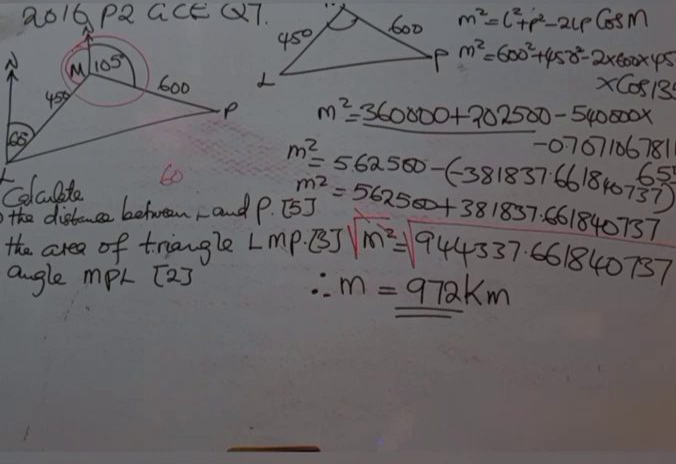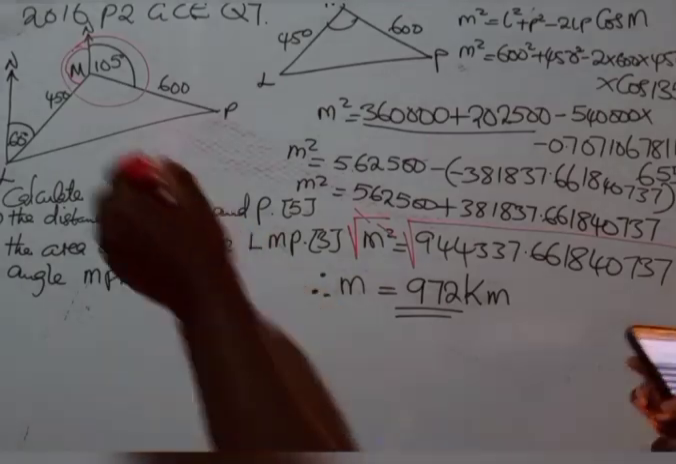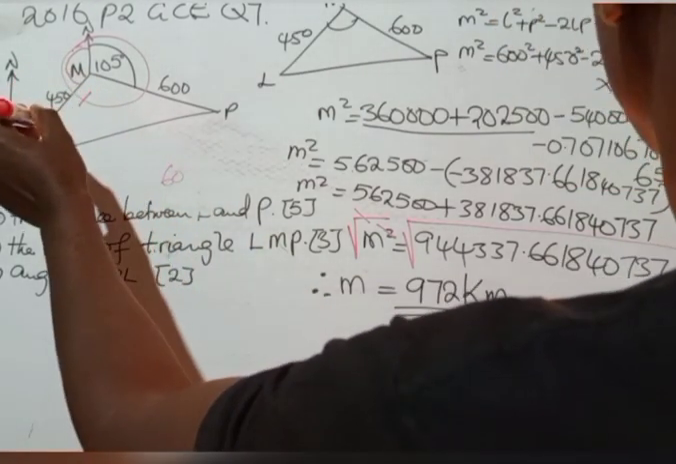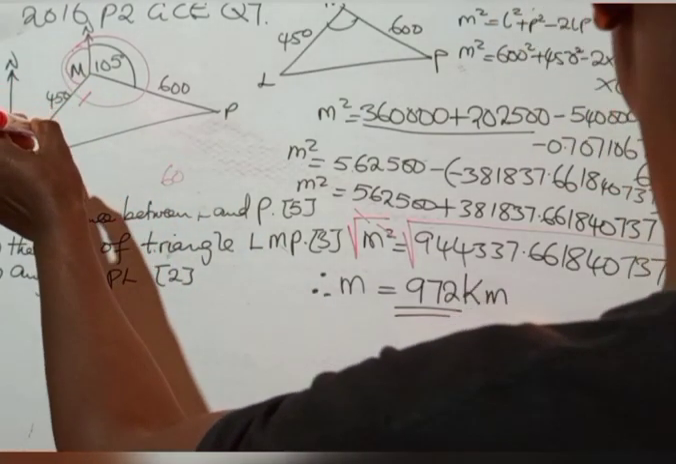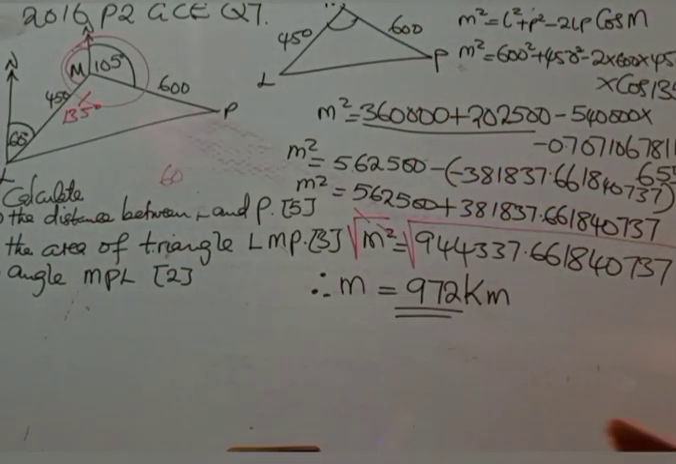The other question has to do with the area. I want to believe by now we have known how to find the area. So what is our area? Remember our answer there for that angle. The angle we got is 135. That is the angle we got for angle M or angle LMP. So let us now find the area.